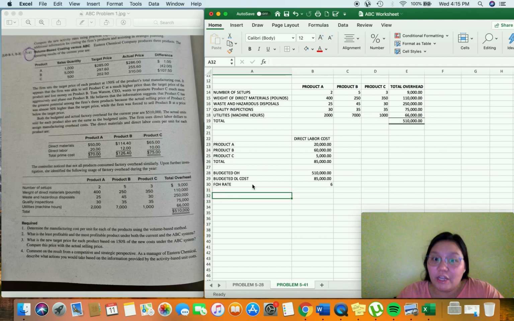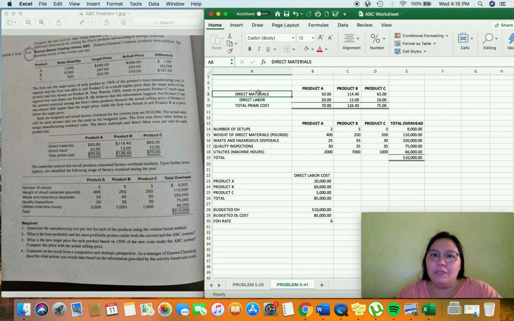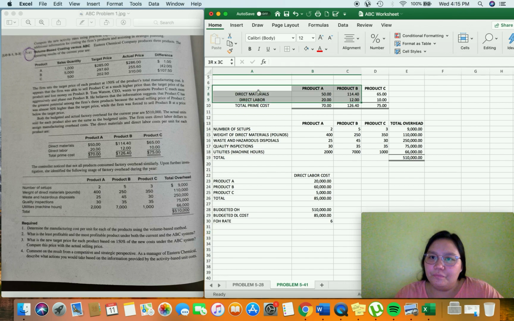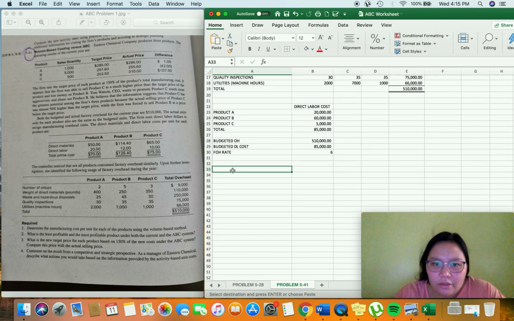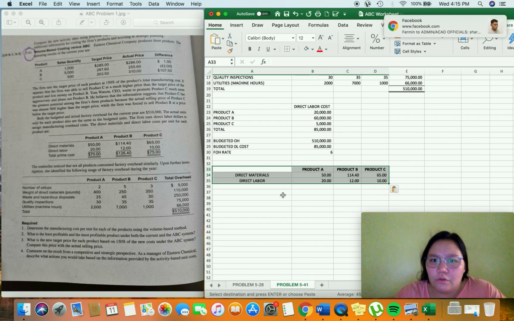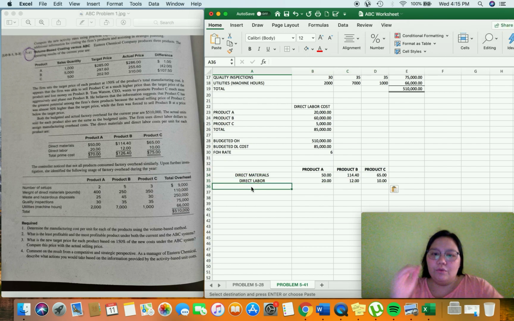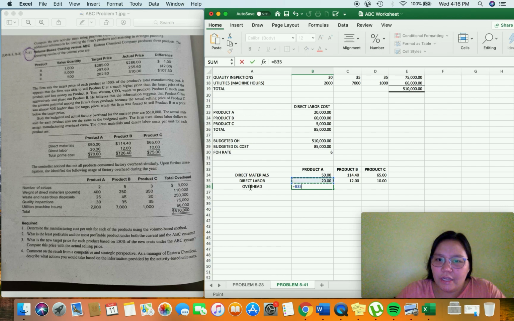We can now compute the total cost of each product. So we are just going to copy this first, so that it will be easier for us. We have product A, product B, and product C. Again, for the overhead, our overhead application is $6 per dollar of direct labor cost, diba?